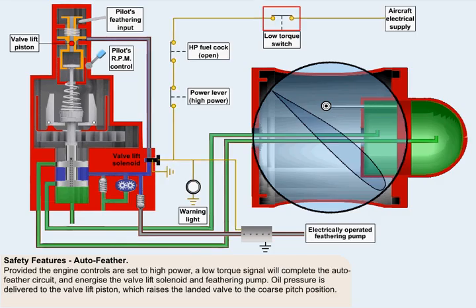In the event of an engine failure, and provided the engine controls are set to the high power configuration, a low torque signal will complete the auto feather circuit and energize the valve lift solenoid and feathering pump. This delivers an independent supply of feathering oil to the valve lift piston, which raises the landed valve to the coarse pitch position.